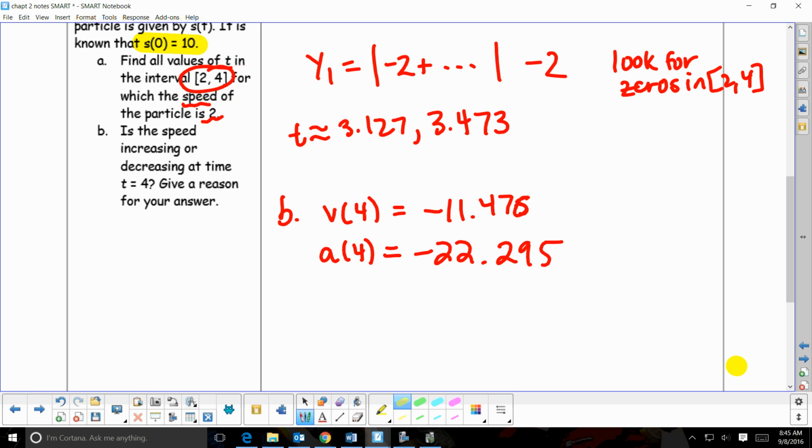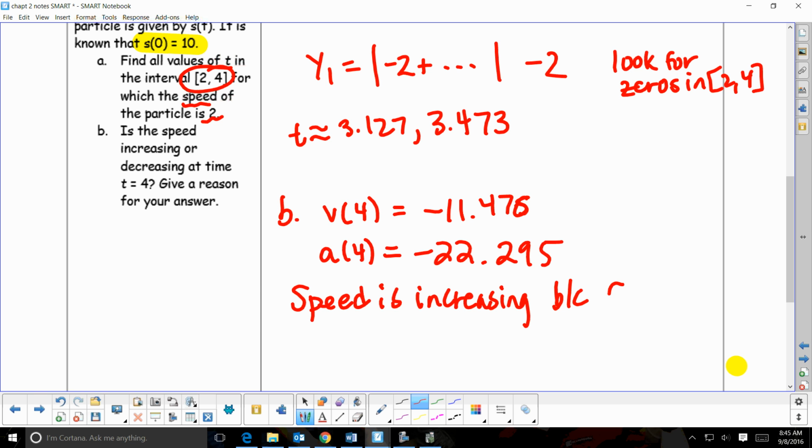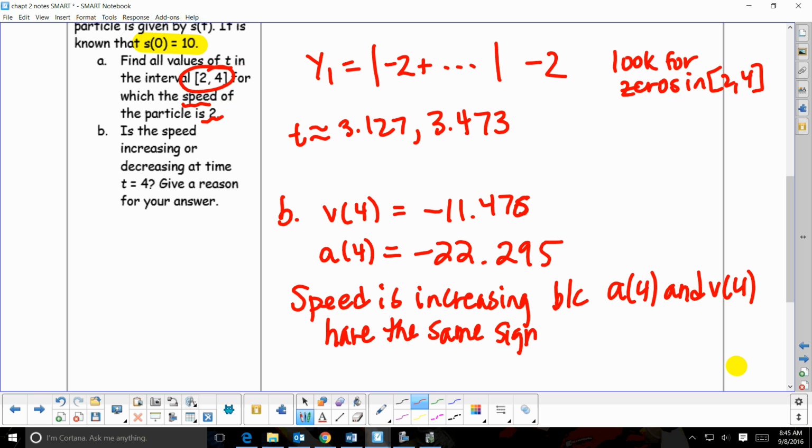Okay. So, now that I have this information, what can I say? Speed increase. Speed, answer the question. Speed is increasing. Why? Because A of 4 and B of 4 have the same sign. Sorry, increasing at time equals 4, right? So speed is increasing at time equals 4 because A of 4 and B of 4 have the same sign.